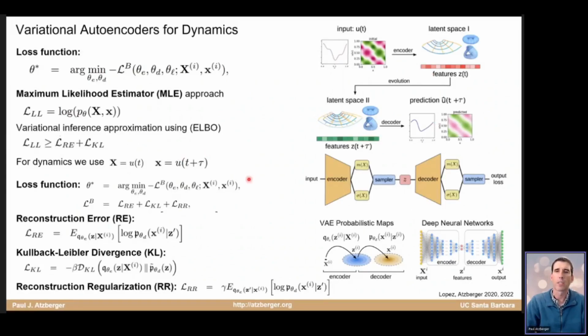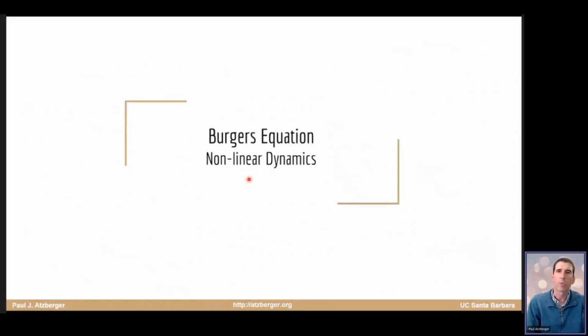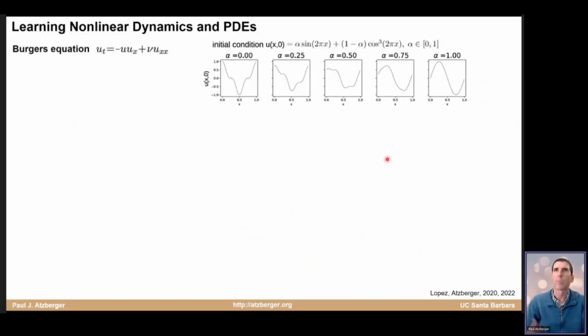Let me show you how this works for Burgers' equation. This would be an example of a nonlinear PDE. And we're going to look at it from this point of view of kind of parameterized PDEs.